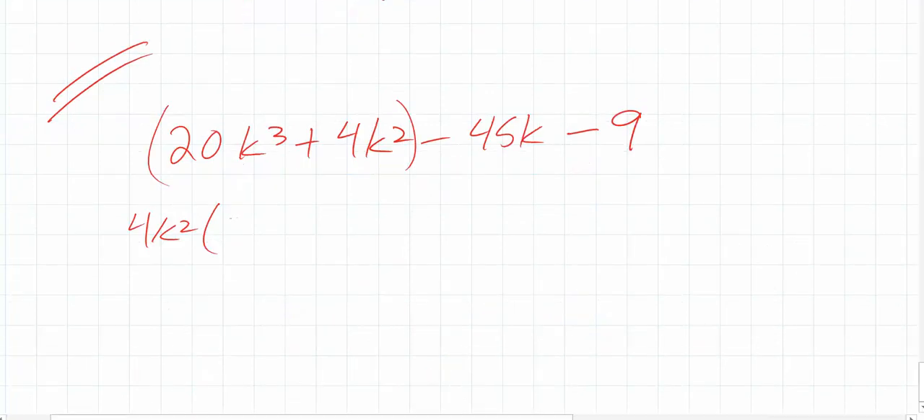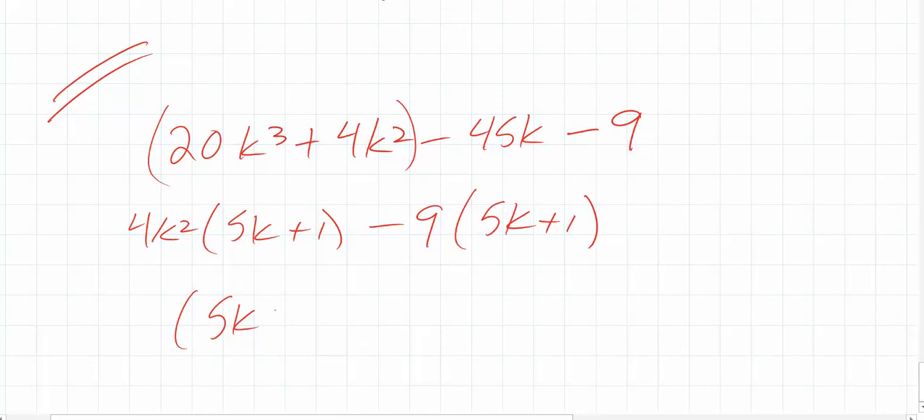What's left? 5k plus 1. And then what'd you factor out? Negative 9. So what are you left with? Awesome. So what do you factor out? 5k plus 1, and what are you left with? 4k squared minus 7. And are you done?